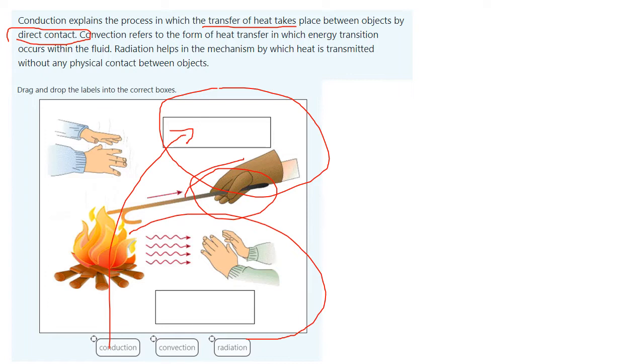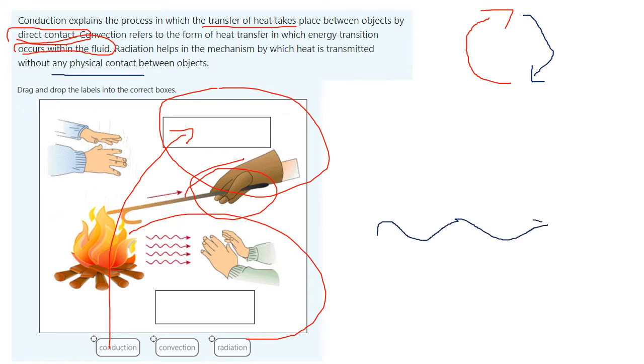Convection refers to heat transfer in which the transition occurs within a fluid. Now the fluid can be liquid or gas. It means that hot air or hot liquid rises up, cools and falls down. Radiation is when heat is transferred without any physical contact between the objects, and this happens in waves. So heat that comes out like this would be radiation. We think about the heat energy that comes from the sun, the solar radiation, the UV radiation. So both convection and radiation can happen in the air.